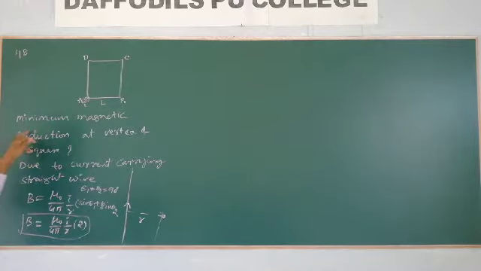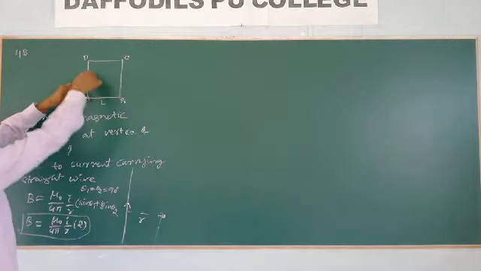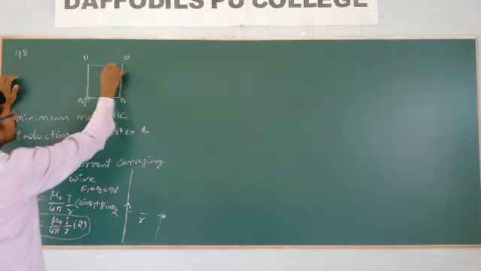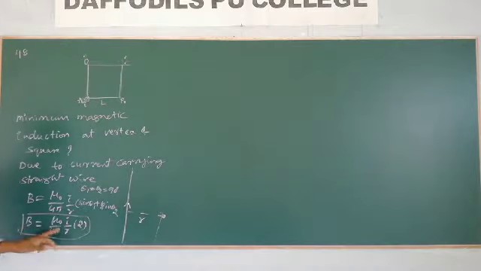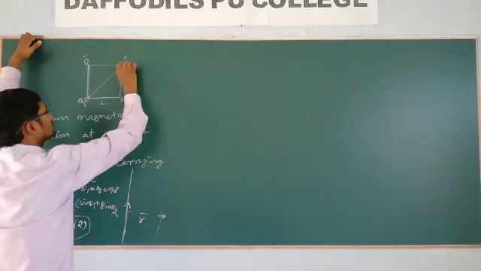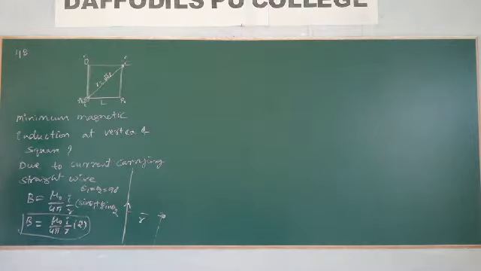Now they are asking the minimum magnetic induction at a vertex of the square. At what vertex of this square is the magnetic induction minimum? Look at this: B is inversely proportional to r. That means at a larger distance, the magnetic field is minimum. Here it is L, here L, but C is at the largest distance. Then r is equal to root 2 L.